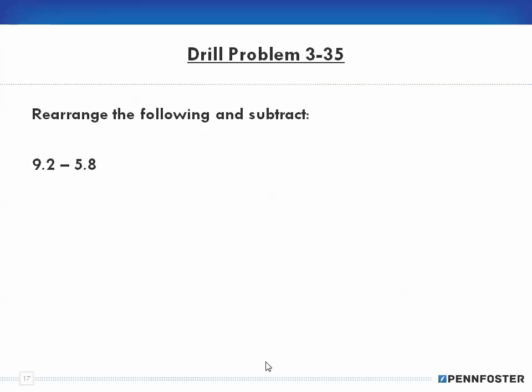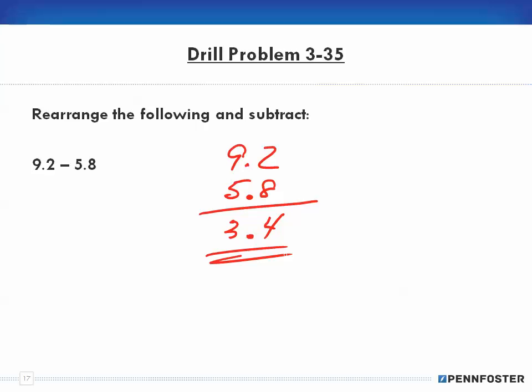Okay, rearrange the following and subtract. So 9.2, and again, keep things aligned by the decimal place. There's my decimal, so I have 4. 5 from 8 is 3. 3.4. Boom, simple.